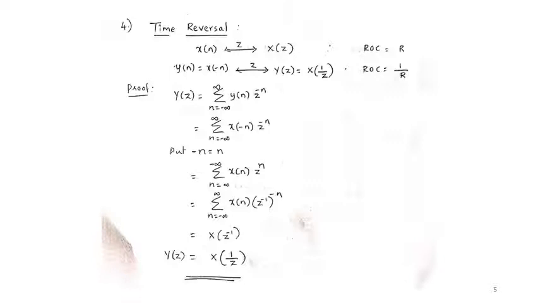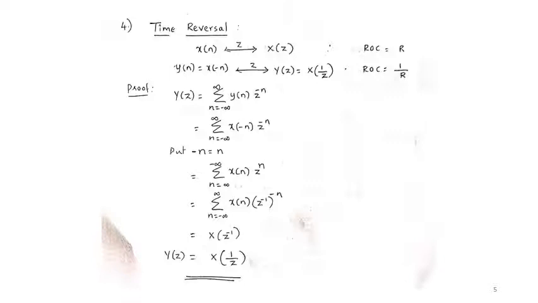There, suppose x of n is the input signal, and its time reversal will be given by x of minus n, that is replacing n by minus n. So the signal will be folded. Consider the transform of x of minus n. Now, to prove this, first we will define it. If x of n has z transform x of z, then y of n equals x of minus n has z transform y of z equal to x of 1 by z, or x of z inverse. Here the ROC of x of n is R, and the ROC of x of minus n is 1 by R.